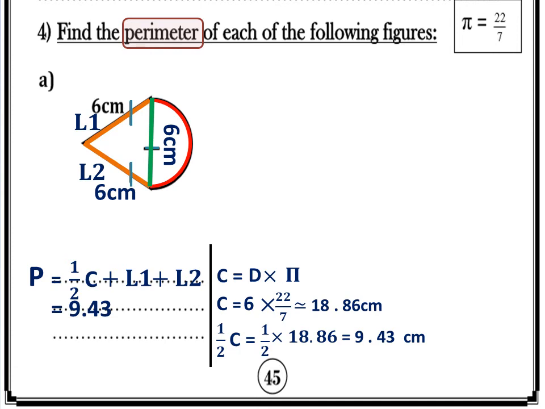And now, so here the parameter. Half the circle is 9.43 plus line 1 is 6 plus line 2 is 6. When we put it on the calculator, the answer will be 21.43 centimeters.